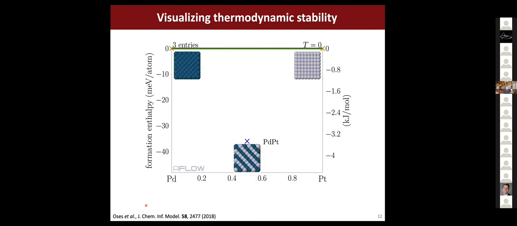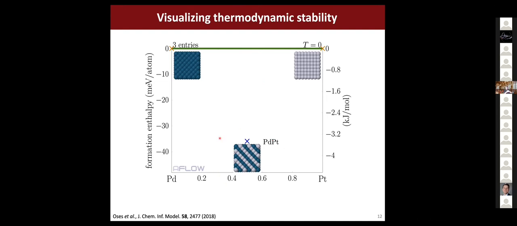Pictorially, I think it becomes more obvious. So here you can think of this as the energy axis. This is the enthalpy of the system. This is the one axis. And then on the x-axis, we have the full range of stoichiometries here. So we have pure palladium and pure platinum here. And so by calculating the formation enthalpy, we basically zeroed out the enthalpies of the pure components. So they sit right along the x-axis, the zero line here. And then we have the enthalpy of formation of our mixture here.